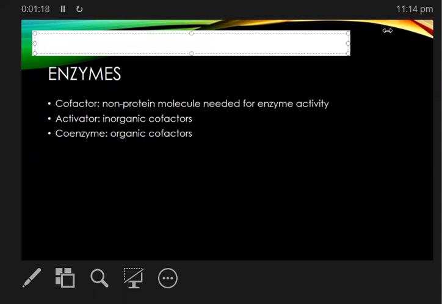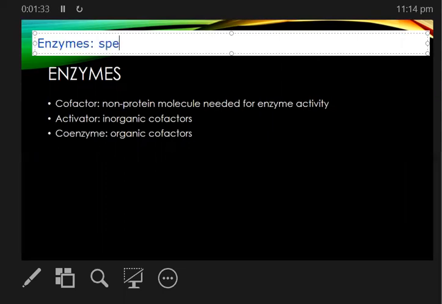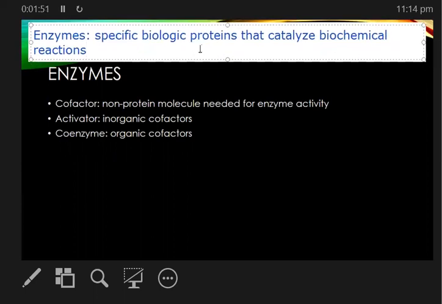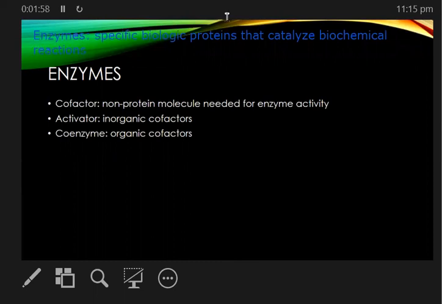One of the simple questions that they asked about enzymes is, what type of biomolecule are your enzymes? Very easy, very basic. Take note, class, that your enzymes are considered to be specific biologic proteins that catalyze biochemical reactions. So in short, if you will be asked what type of biomolecule are enzymes, they are considered to be proteins. Please do not forget, they are considered to be proteins.